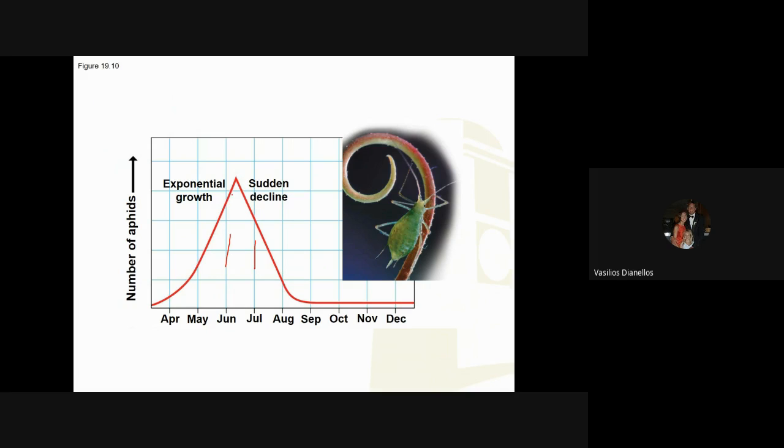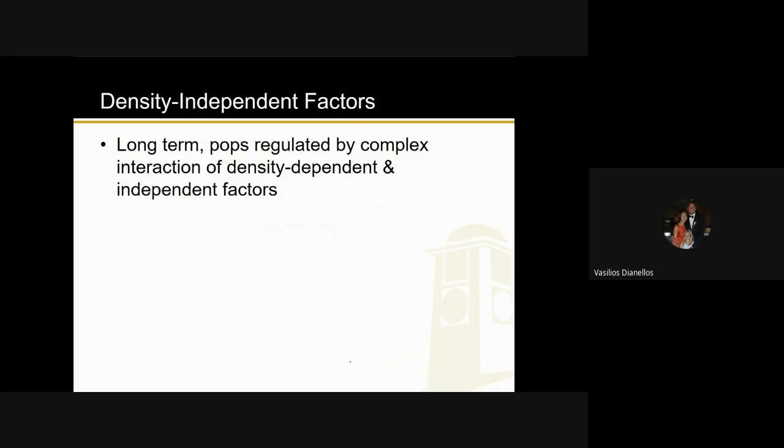What we would expect, as you learned from the earlier chapter or slides, is that it would hit carrying capacity and level off. But that's not what happened in this case, because there were density dependent or even independent factors that basically caused a sudden decline in the population. That's just an example. There will be no questions about that on the exam.